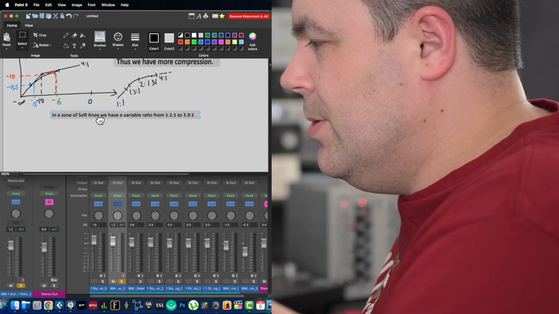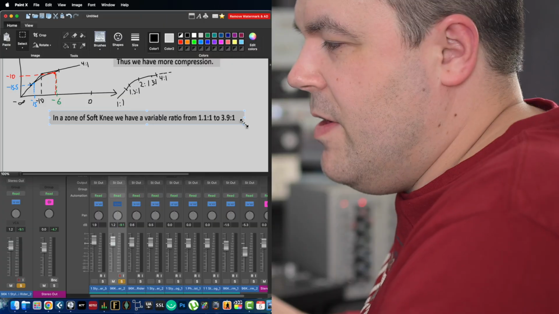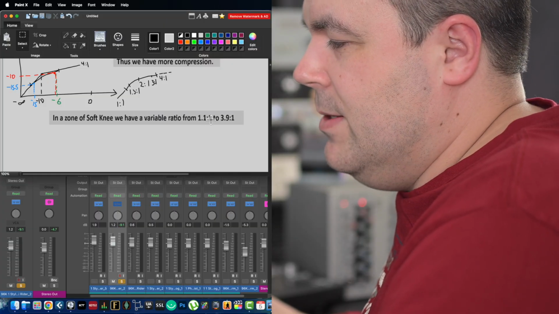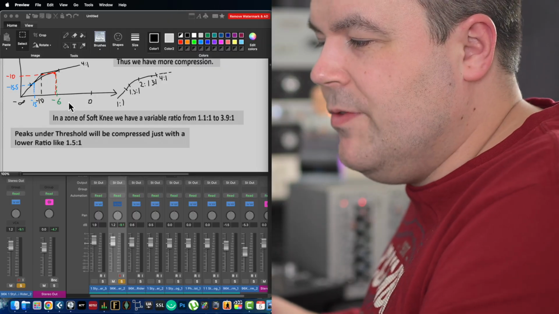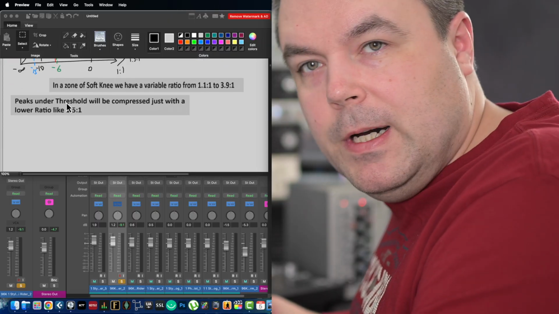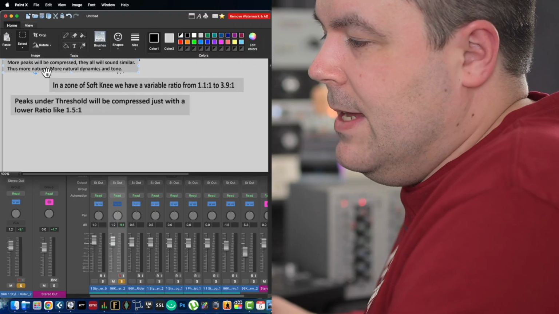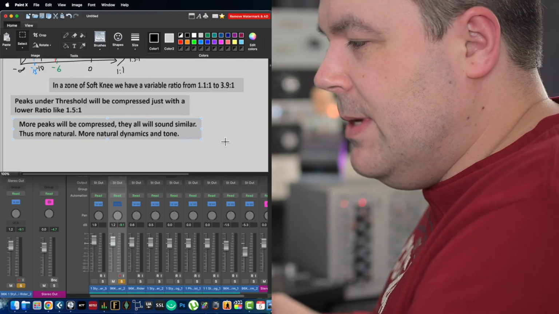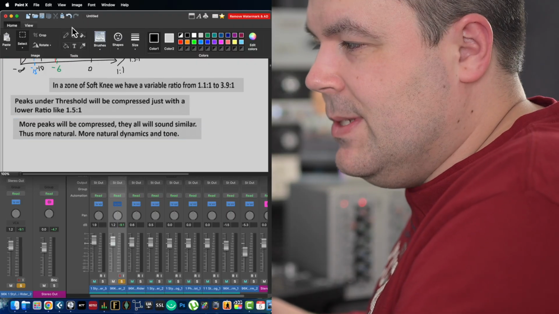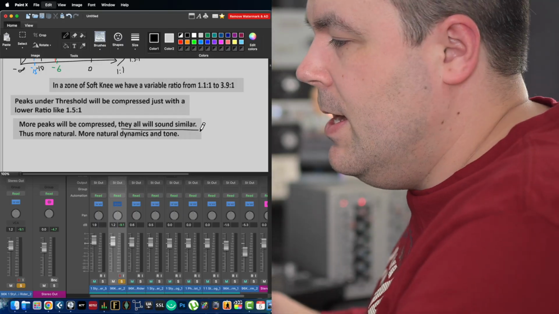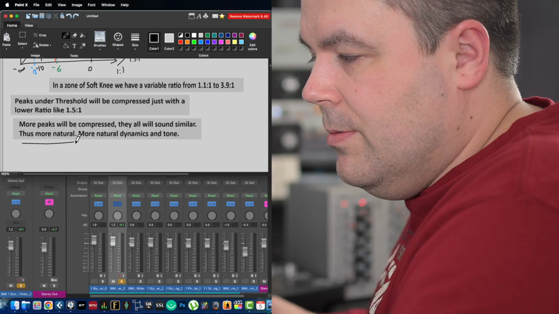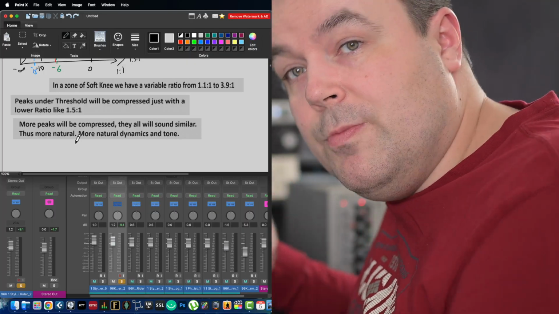In a zone of soft knee, we have a variable ratio from 1.1:1 to 3.9:1. So if you ask me why soft knee compressors are much more popular than hard knee compressors, or at least let's say more common: more peaks will be compressed. They all will sound similar, right? Because you put some pressure on every peak basically. So it's more natural. The transition from note to note is also more natural.